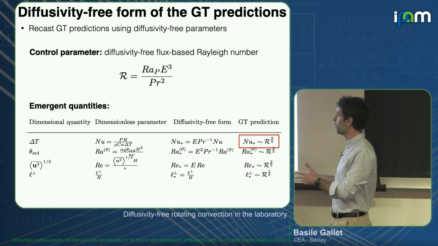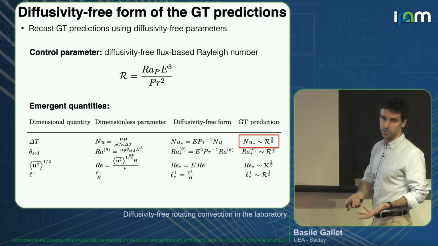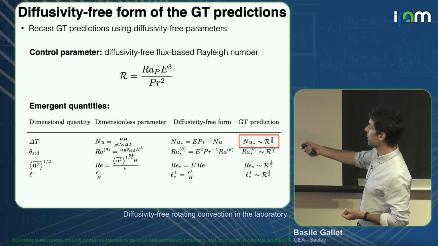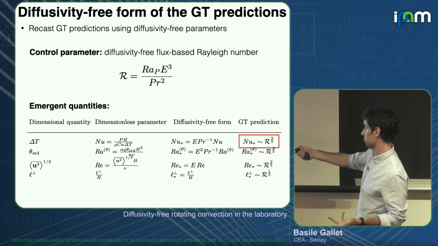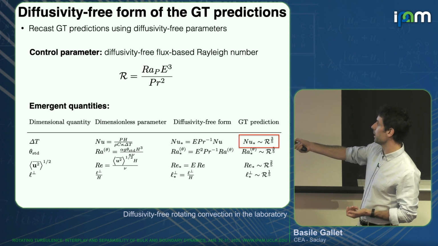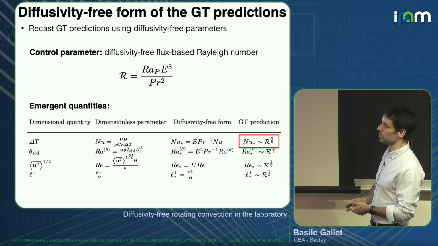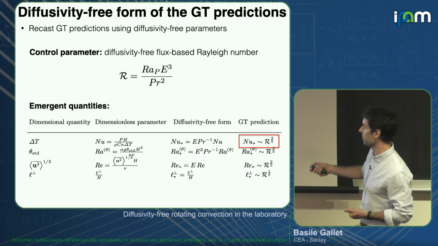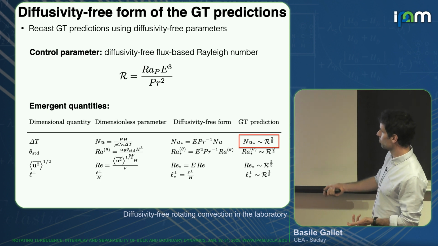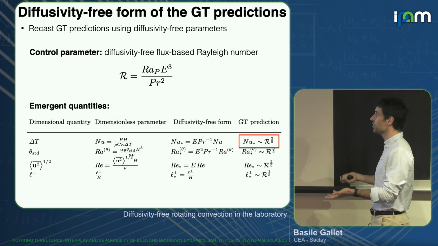And so one way to check whether this is diffusivity-free is to introduce control parameters that do not involve the diffusivities anymore. Okay, so you can combine the flux-based Rayleigh number with Ekman and Prandtl in such a way that you will remove nu and kappa. In fact, you get this diffusivity-free flux-based Rayleigh number, R, which ends up being related to a flux-based convective Rossby number, which would be R to the 1/5. Okay, but basically you can make it independent of nu and kappa. And then all the emergent quantities of interest, and I'll be focusing on the Nusselt number for now, can also be made diffusivity-free.